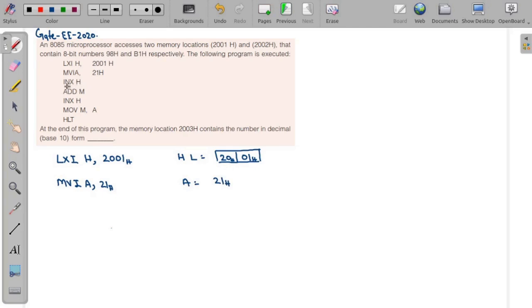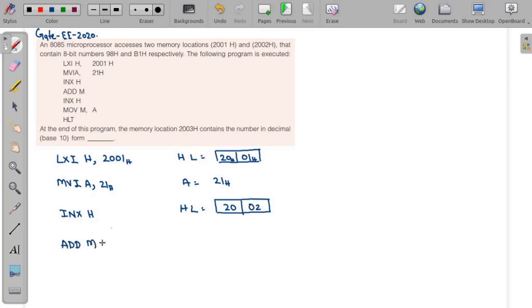Now what is said? Increment, INX H, fine. So what does this mean? This means you have to increment the HL register by 1. Content means the address location of the HL register by 1. So now your HL register will be 2002, okay.